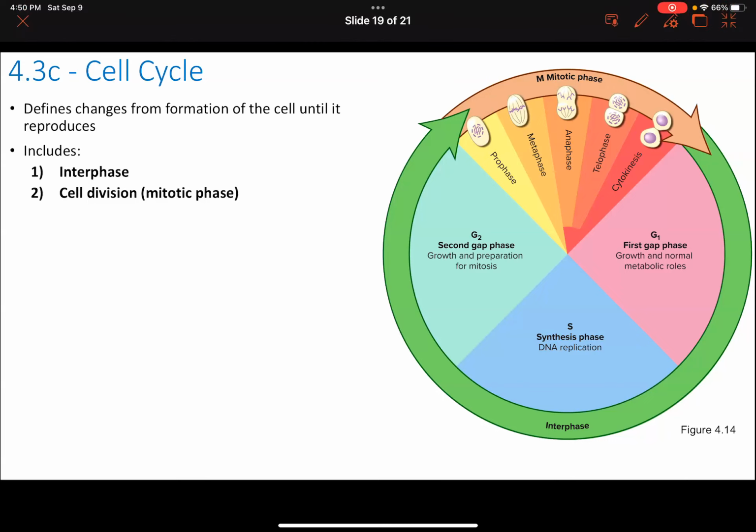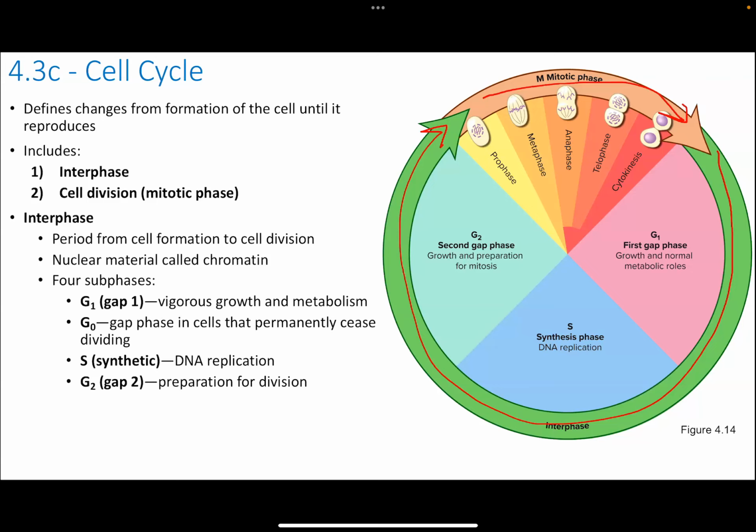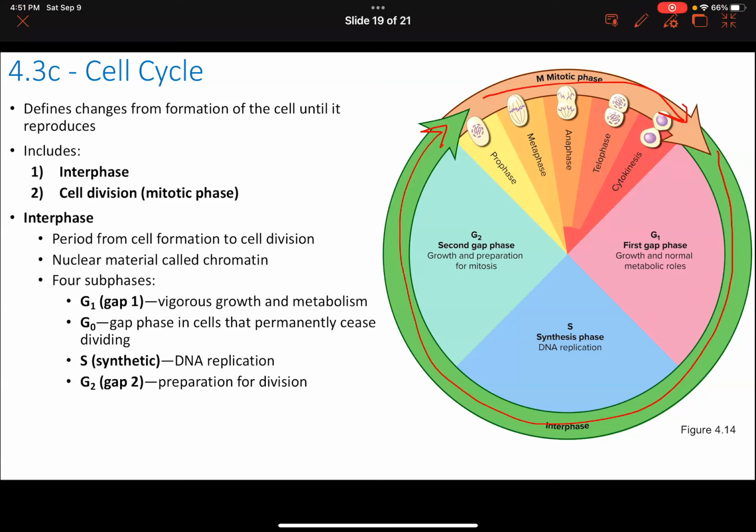It's going to have interphase, which is in this diagram all of this green section, and then it's going to have cell division, also known as mitosis. Those are the two main divisions. Each of these divisions are further divided into phases. So interphase consists of the time that the cell was formed to cell division. And at this point, it has the nuclear material called chromatin, specifically in G1, which is the first subphase.